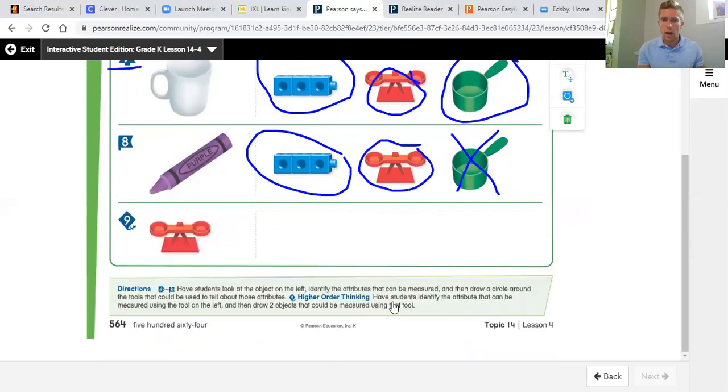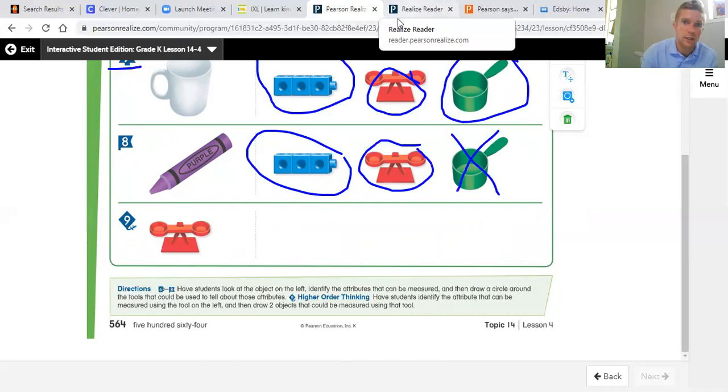All right, number 9. You're doing this one on your own. You need to draw me 2 objects that can be measured using this tool. So what is this? This is a scale, right? What are 2 things we can put on there and measure their weight? I wonder what you're going to draw. Let's see. Draw something, draw something.